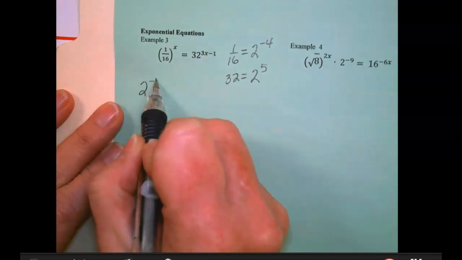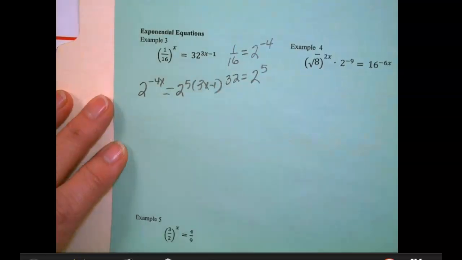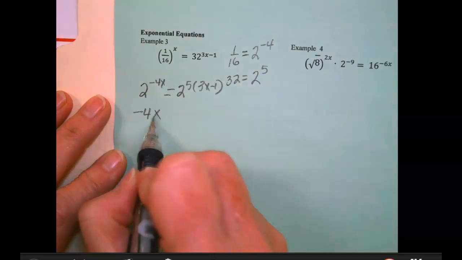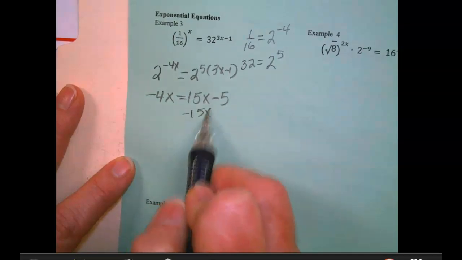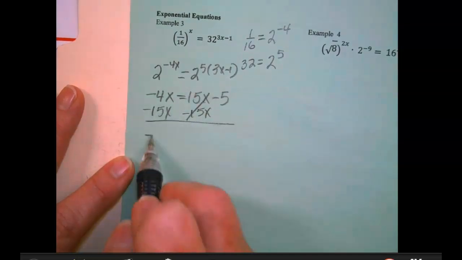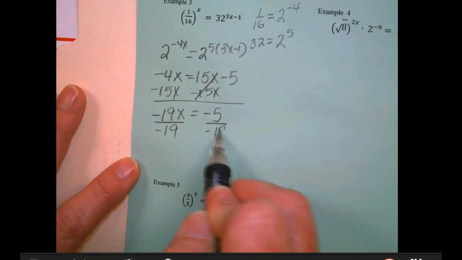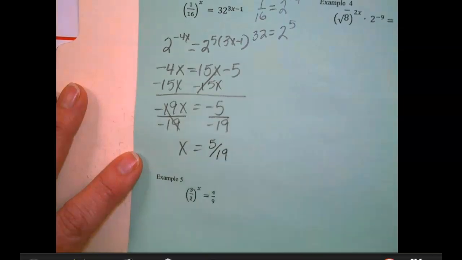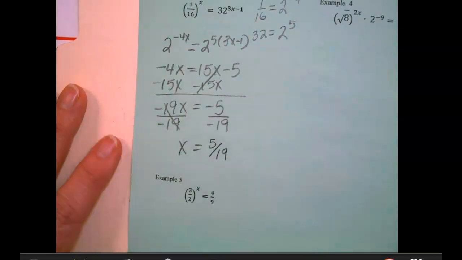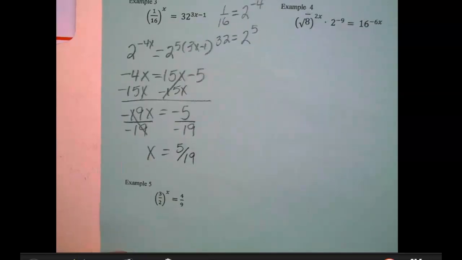I'm going to have 2 to the negative 4x equals 2 to the 5 times 3x minus 1. Now my bases are the same, so I should have had minus 4x equals 15x minus 5. I'm going to subtract the 15x and divide by negative 19. And a negative divided by negative gives you positive. Is that okay so far?